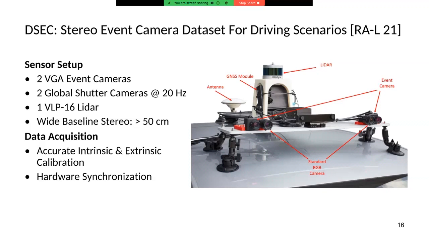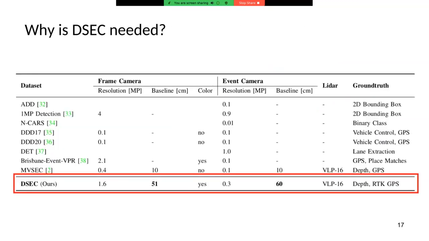So we basically have 2 stereo event cameras and 2 global shutter cameras at fixed frame rate, a LiDAR, and we acquire this data also with a GPS module, synchronize everything accurately and also calibrate everything accurately, which is very important, as I will show you later. So the question is, why do we actually need a data set? Are there not existing data sets already? And the point is, yes, there are previous data sets, but many of them have some issue that we would like to solve.